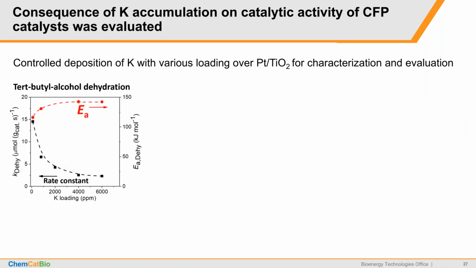And we further conducted an extensive kinetic study over this spent catalyst and the potassium-deposited catalyst. Here we are showing that for the dehydration reaction, what we learned is that by loading potassium on this surface, we see a decrease of the dehydration rate. At the same time, we also see an increase in the apparent activation energy for this reaction. This really tells us that the potassium is not only killing the active site, but also modifying the active site from a strong active site to a weak active site.